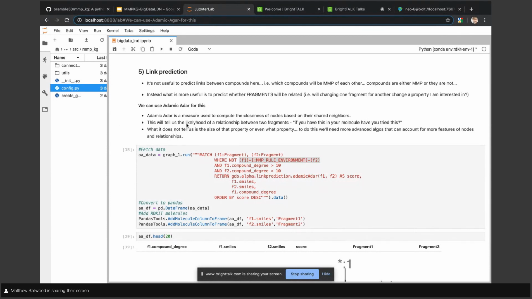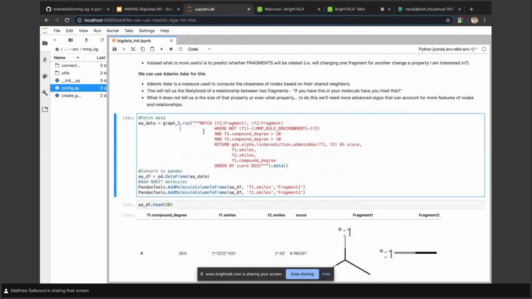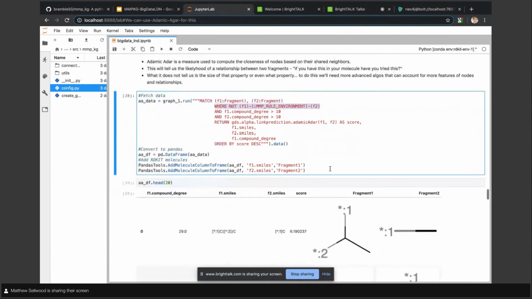So the link prediction algorithm we're going to use to predict between fragments, about whether the fragments are related, is going to be the Adamic-Adar algorithm. And so here we're going to run the Adamic-Adar algorithm, and what we're going to look for is things where there isn't an existing matched molecular pair rule environment edge. So we're not looking for it to return a score on those which actually already have an edge. We're only looking for it to return the edges that do not exist yet.